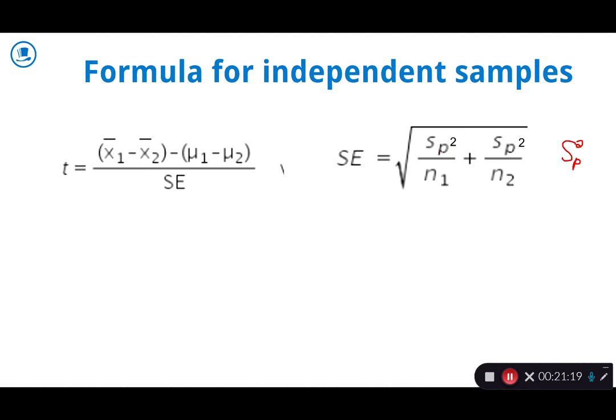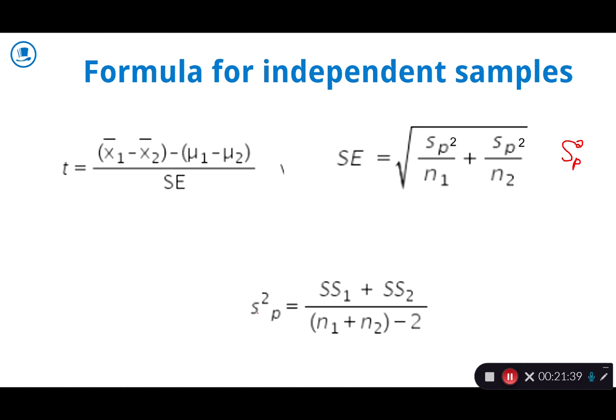We take the pooled variance divided by n for each sample, right? Here's one sample, here's the other sample. Add them together, take the square root, right? That's a formula for a standard error. Now to find the standard error, we need to find the pooled variance.